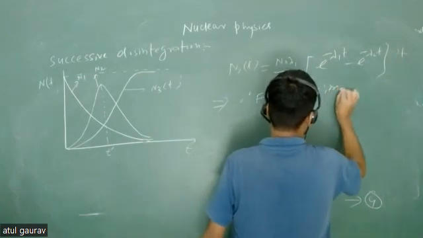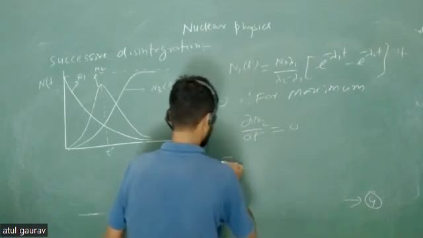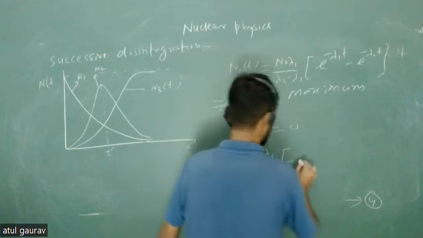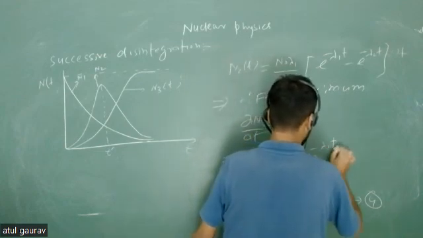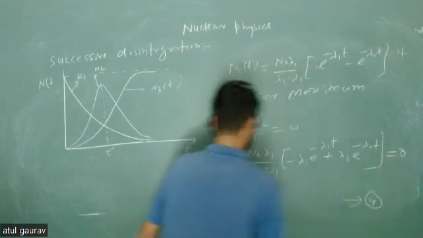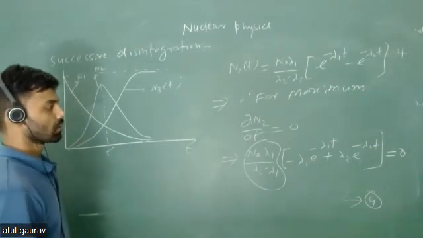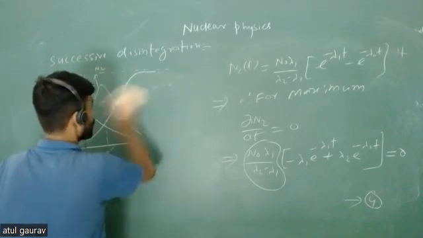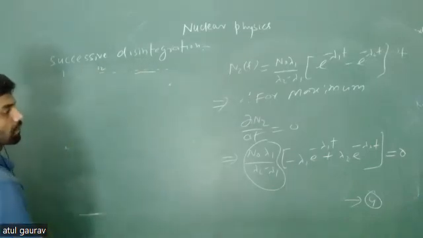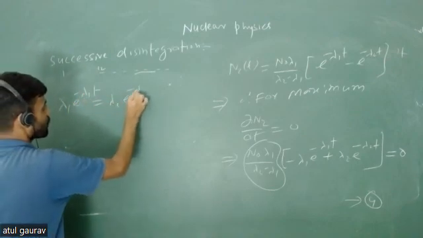So n2 maximum means dn2 by dt equals exactly 0. It means n0 lambda 1 divided by lambda 2 minus lambda 1, and this term will give you minus lambda 1 exponential minus lambda 1 t plus lambda 2 exponential minus lambda 2 t, that should be equal to 0. Since these are all non-zero quantities, this term should be equal to 0. So lambda 1 exponential minus lambda 1 t should be equal to lambda 2 exponential minus lambda 2 t.